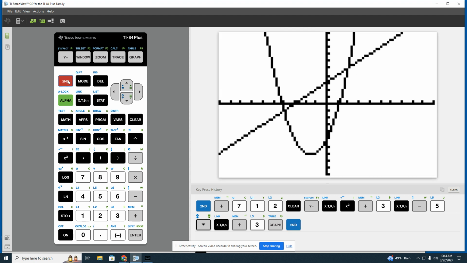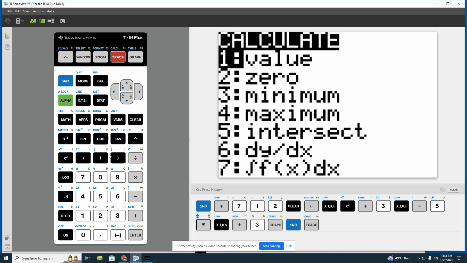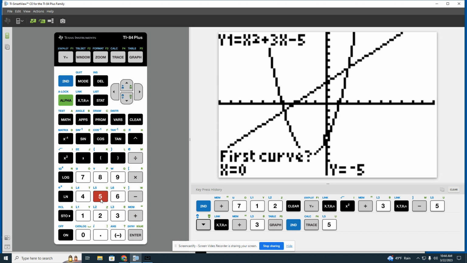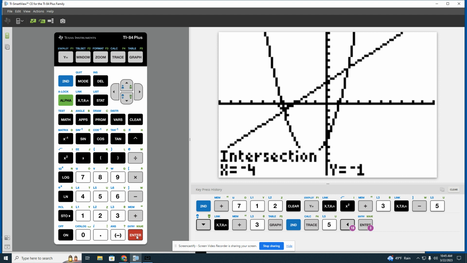So let's find the first one. Second trace, number 5. And let's just scroll until we get pretty close to that intersection. You don't have to be right on it, but get pretty close to it so it knows that you're talking about that one. And then you push enter, enter, enter. And what is that first intersection? -4, -1.